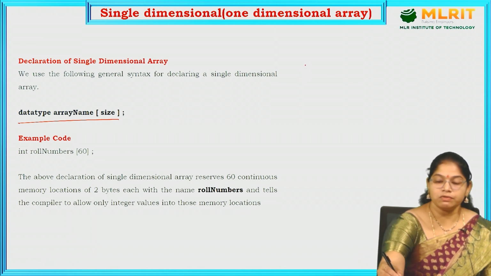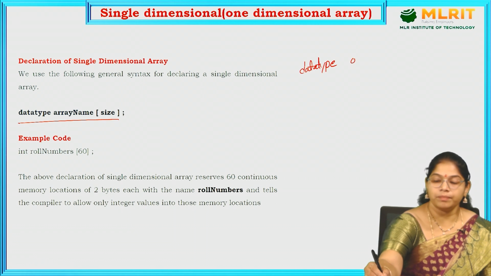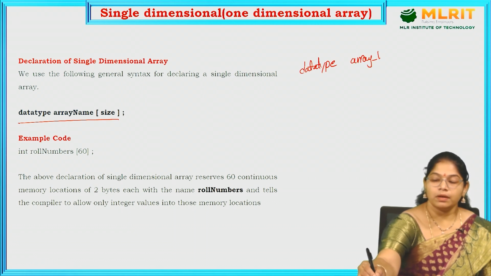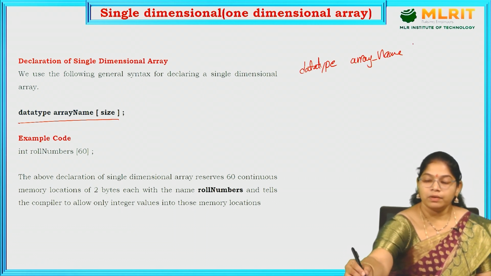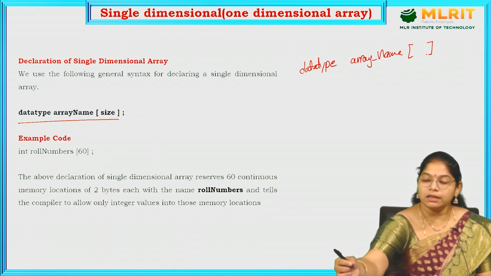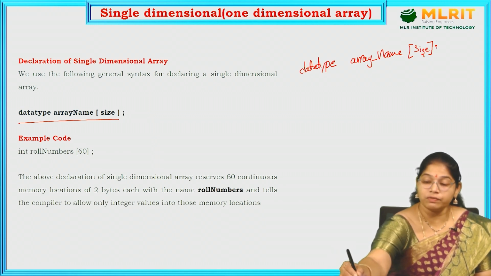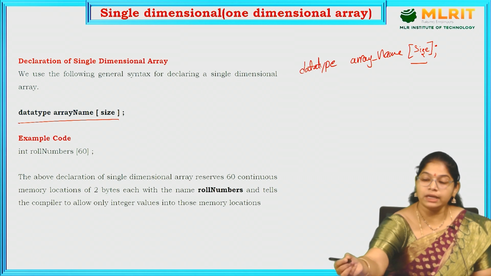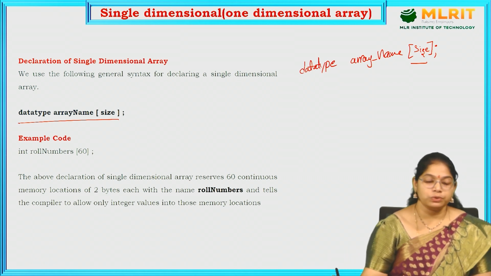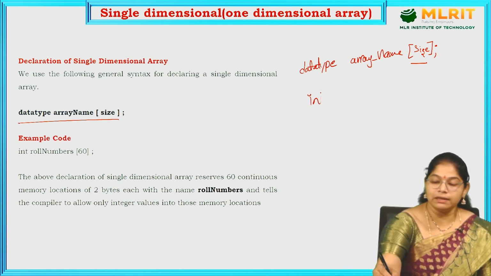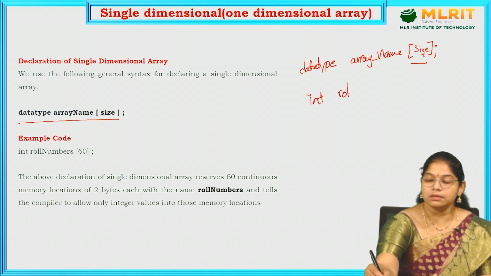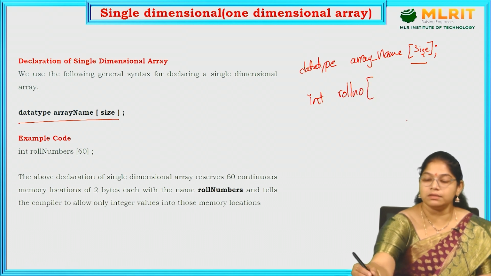The syntax of an array is data type, array underscore name. How can we identify it as a single dimensional array? If we have only one subscript. Here we will mention the size of the array, that means how many data items you want to store. Let us suppose int array name is roll number, then size is 60.